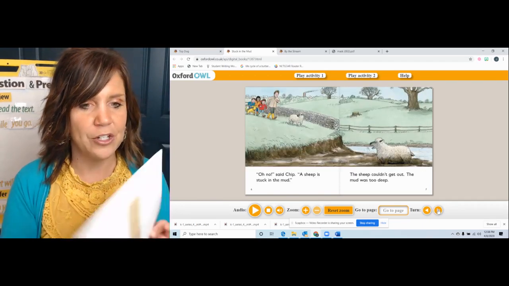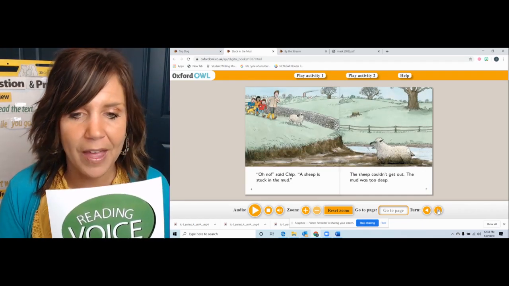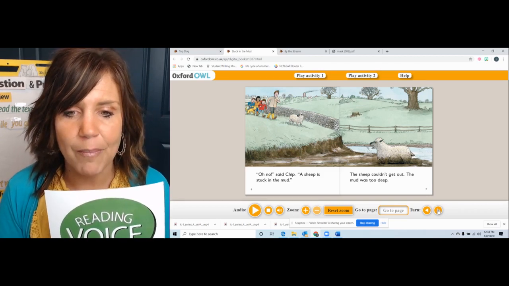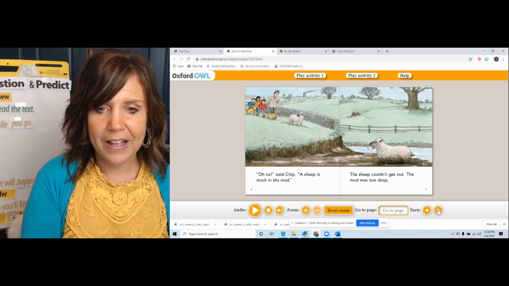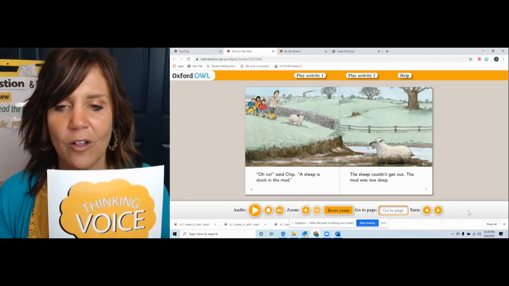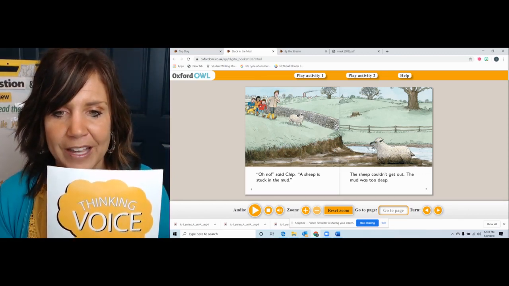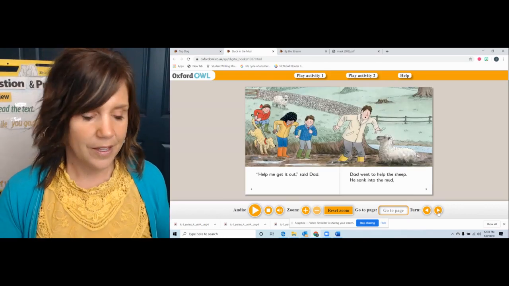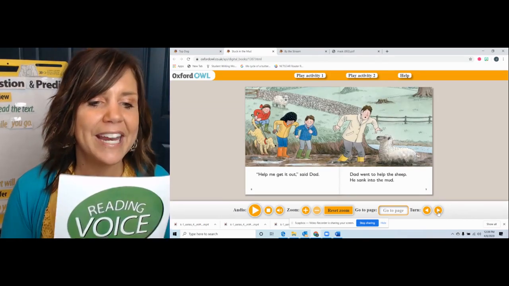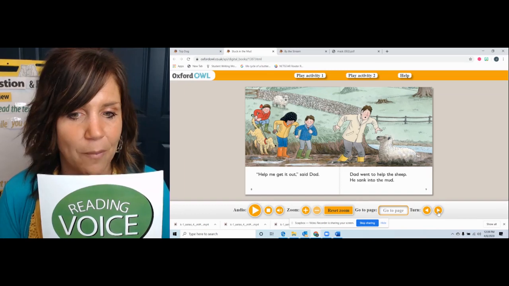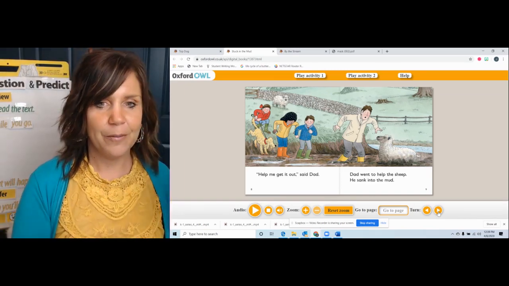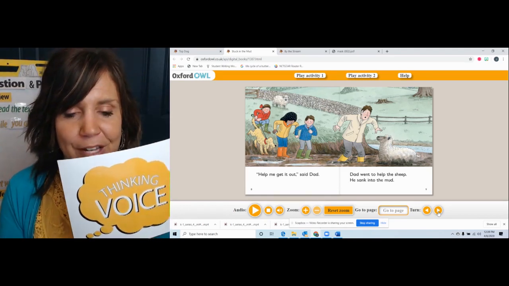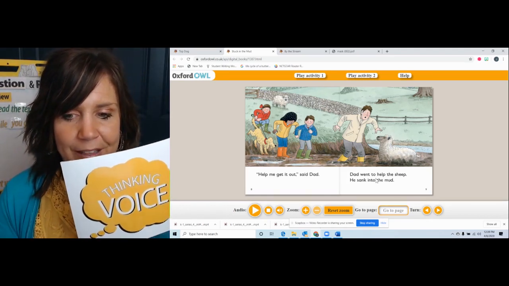Oh no, said Chip. A sheep is stuck in the mud. The sheep couldn't get out. The mud was too deep. Remember, you were right. Look how he was all the way down. All his legs were covered, right? And he's yelling out for help. Help me get it out, said Dad. Dad went to help the sheep. He sank into the mud. We noticed that, didn't we? Dad went down first, and look how deep he is in the mud.